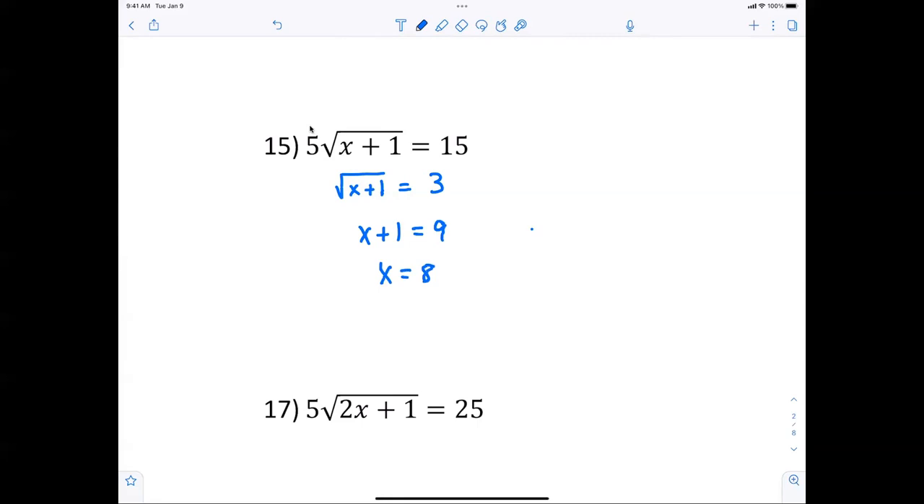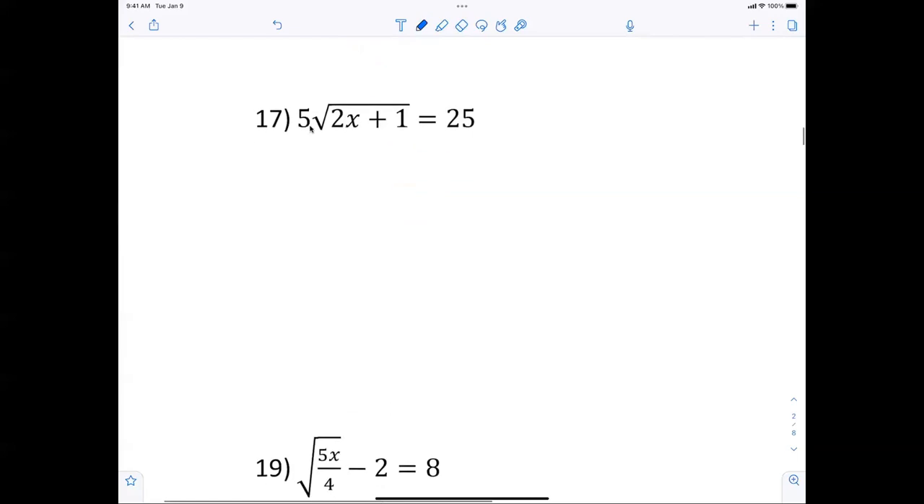Okay. Now 17. What do I have to do first? Divide by 5 again. So now I have square root 2x plus 1 equals what? 5. Now, how do I undo the radical? Square. 2x plus 1 equals what? 25.